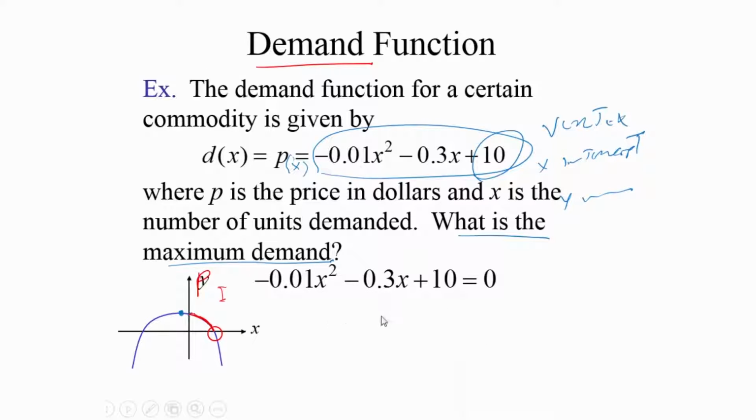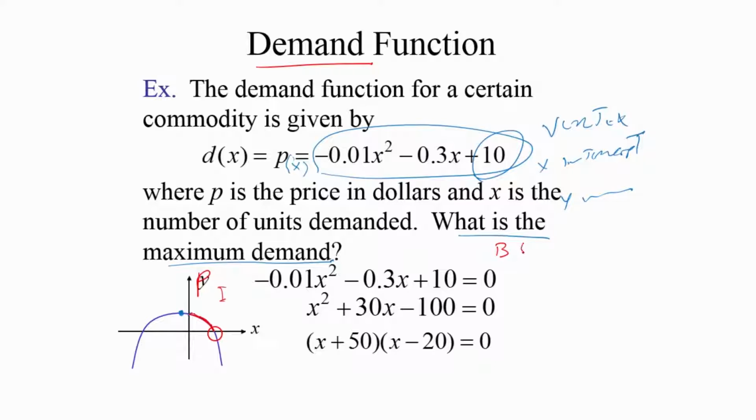So here is the way they found the intercept. First of all, they got rid of this decimal by multiplying everything by 100. Since this is 0.01, multiply everything by minus 100. So when you do minus 100, this would be positive 1. Minus 100, it would be plus 30. Minus 100, well, this is where they made the mistake. Minus 100 times 10 is minus 1,000, not 100.